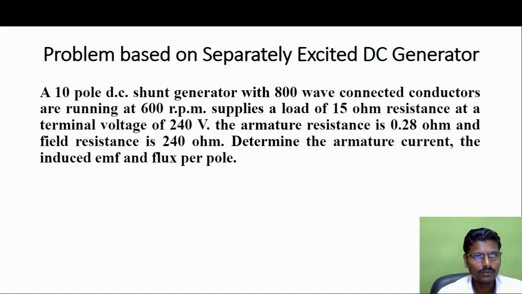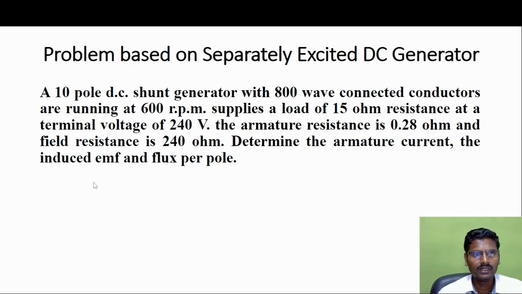The question is: a 10 pole DC shunt generator with 800 wave connected conductors, running at 600 rpm, supplies a load of 15 ohm resistance at a terminal voltage of 240 volt. The armature resistance is 0.28 ohm and the field resistance is 240 ohm. Determine the armature current, the induced EMF and flux per pole.